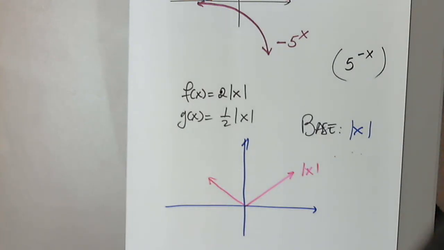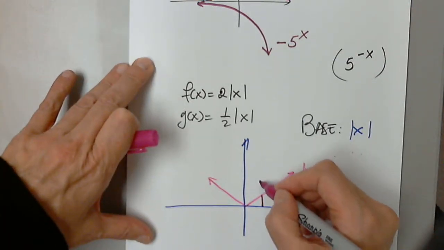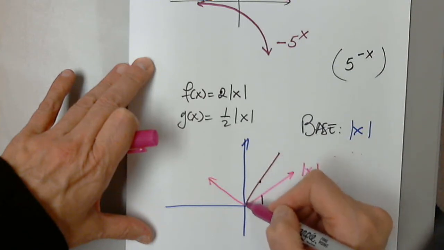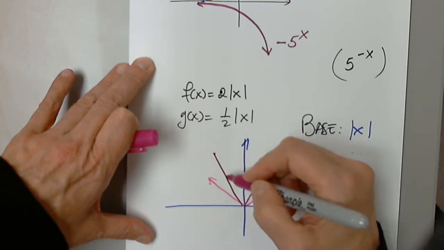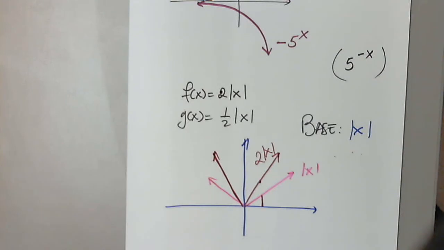When I multiply all heights by 2, what will happen? Yes, vertical stretching, because all the heights get multiplied by 2. So it gets closer to the y-axis. What if I divide all heights by 2? Does it make sense? So this height gets multiplied by 2. And this is the new graph. So this one is twice the absolute value of x.